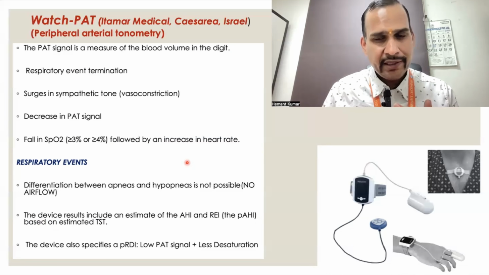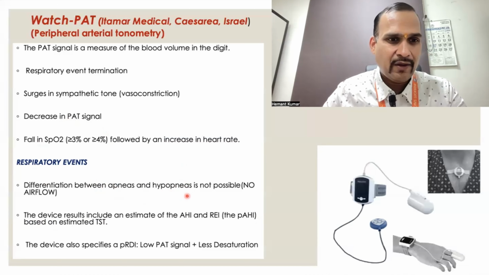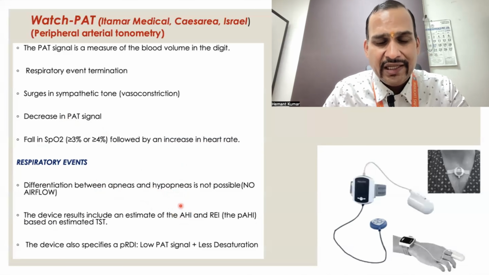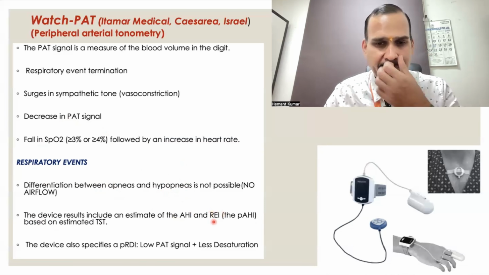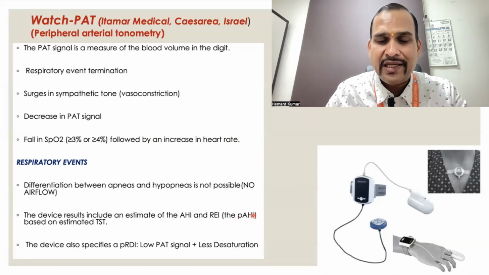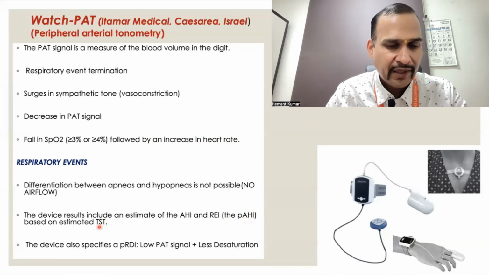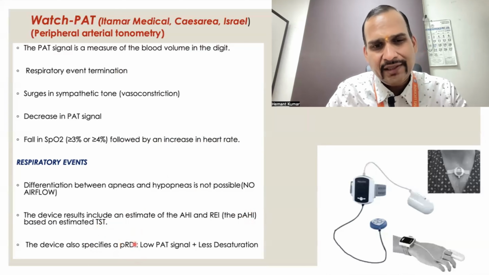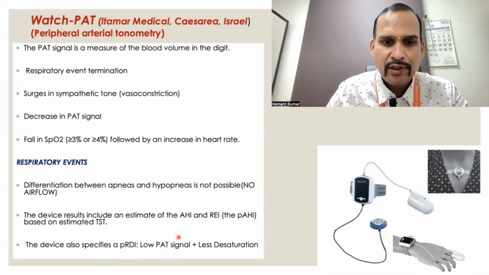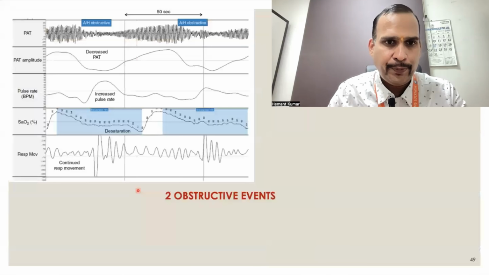Okay, so it measures respiratory events, but it cannot differentiate between apnea and hypopnea because we cannot measure airflow exactly. So instead of using AHI, we should use REI, respiratory event index, because we don't know whether it is hypopnea or apnea. Or pAHI, where p means PAT, peripheral arterial tonometry. We can also say pRDI, because it is low PAT signal plus less saturation. So this is the principle for WatchPAT.